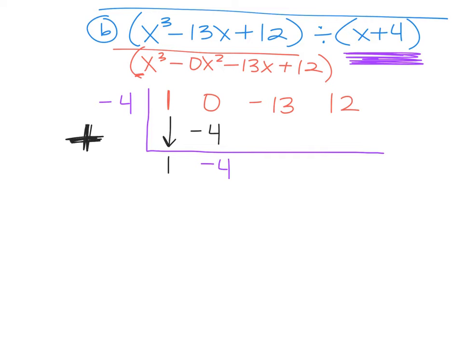Okay? Then you're going to multiply. Negative 4 times negative 4 is a positive 16. Add those together. Negative 13 plus 16 is 3. Multiply. Negative 4 times 3 is negative 12. Add them together. You get 0. So you have no remainder, right? This number at the end is always your remainder. Your remainder is 0.